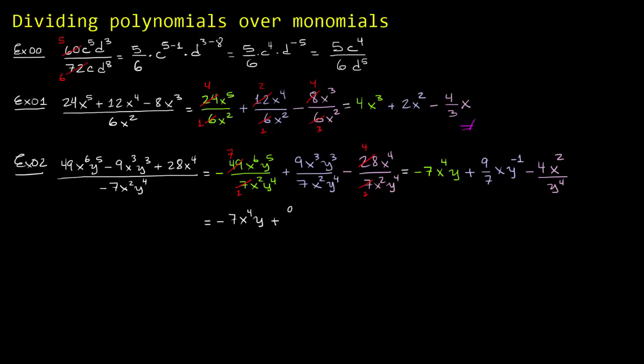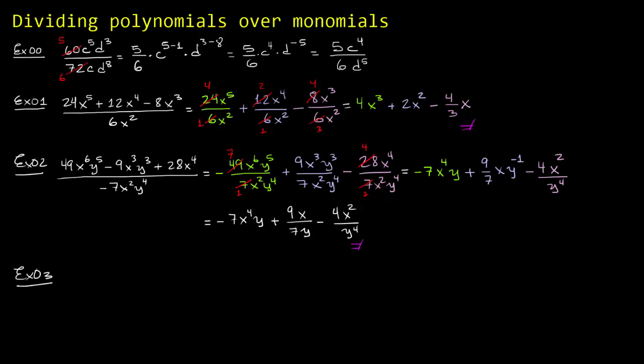So this would be 9 times x over 7 times y. Then we go minus 4 times x squared over y to the fourth. That will be it for this second example, well, technically the third one, right? But I'm just going to explain one more kind of quickly. Example number 3.